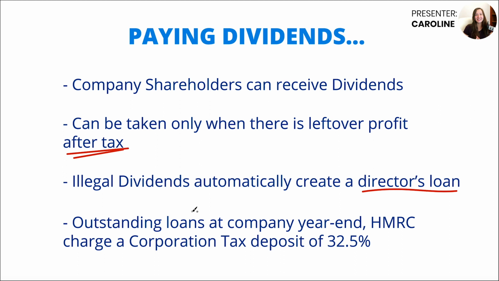And something that they've added for directors' loans is a corporation tax deposit of 32.5%. So if there are outstanding loans at the company year end, and these are not repaid by the corporation tax deadline, HMRC will want another 32.5% deposit on the outstanding loan value. So this is basically, you can see this is the higher rate dividend tax right here, and it's basically to stop people avoiding paying tax bills through taking loans out from their company rather than declaring them as dividends.